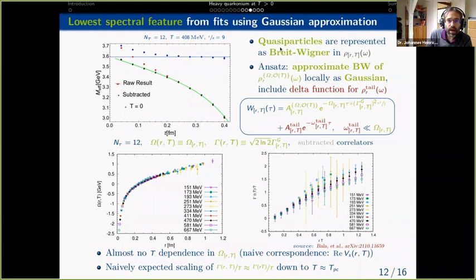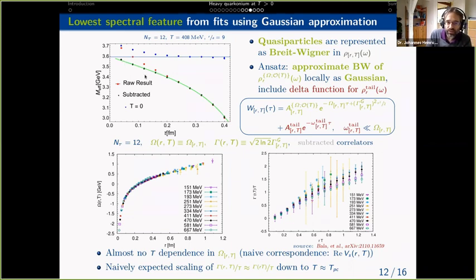Now we analyze these effective masses, or these first cumulants, in terms of a fit where we approximate the Breit-Wigner that would correspond to a quasi-particle locally by a Gaussian that regulates the Breit-Wigner without needing too many parameters, and then add a delta function for this infrared tail. So this is the fit form. Here you see a result. In black you see these UV subtracted results for the finite temperature effective mass.